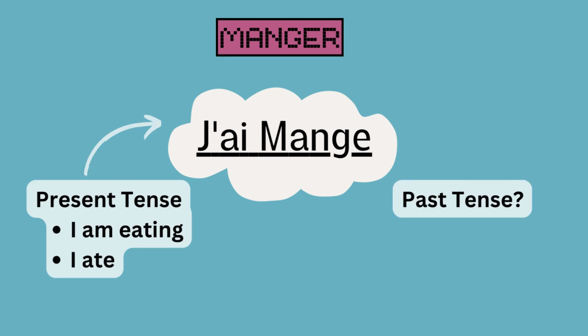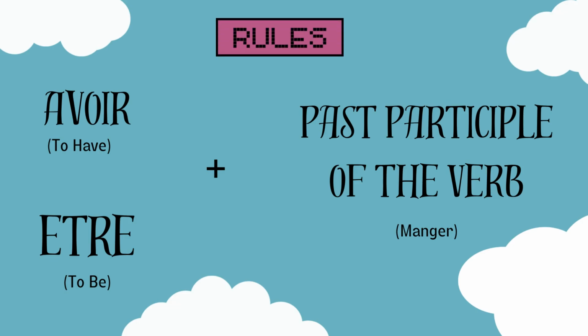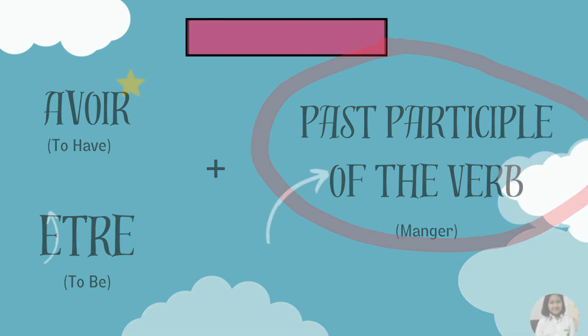The first thing we need to remember is our golden rule. We have to either use the verb avoir or the verb être to conjugate our subject pronoun and then create the past participle of the verb which we are using, which in this case is manger, to eat. So I'm going to be teaching where to use avoir or être and how to create the past participle of the verb. So let's start with the past participle part.